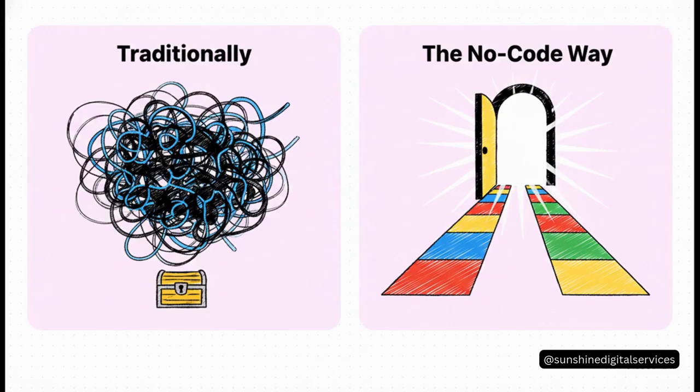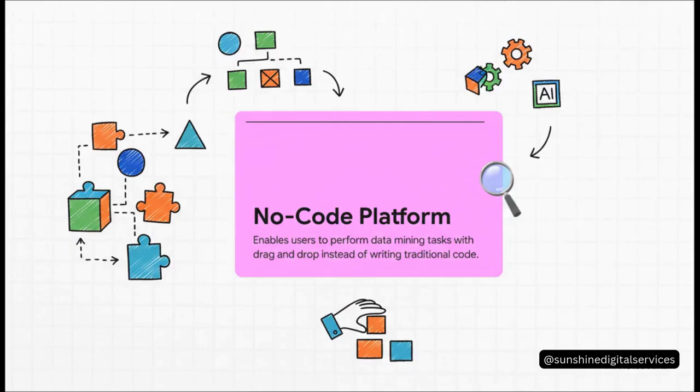But now, this no-code way is flipping the script. It's visual, it's intuitive, it's all about dragging and dropping. It's opening doors for everybody. So what exactly is a no-code platform? Well, think of it like a visual programming environment. It lets you tackle really complex jobs by connecting ready-made blocks together instead of writing out instructions line by line. It's all about making powerful technology accessible to more people.